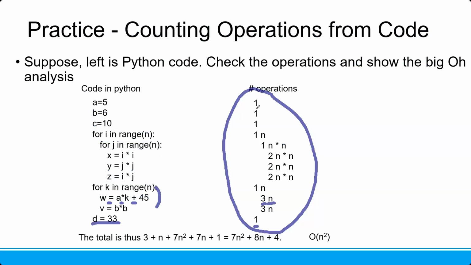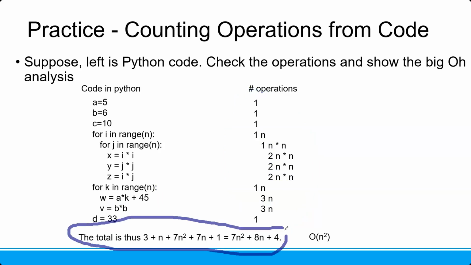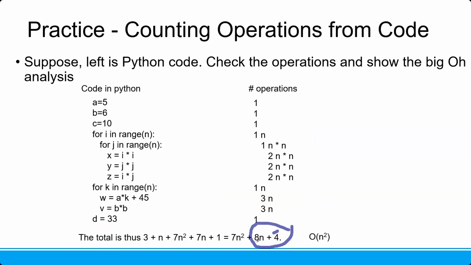So you can do 1 plus 1 plus 1 plus 1n plus n^2 plus 2n^2 and so on, and we will get the total time of 7n^2 plus 8n plus 4. But when we go to the big O notation, we can simplify like this. We can remove the lower order term, this one, and we can remove the constant. So at the final state, we can say that this is big O of n^2.